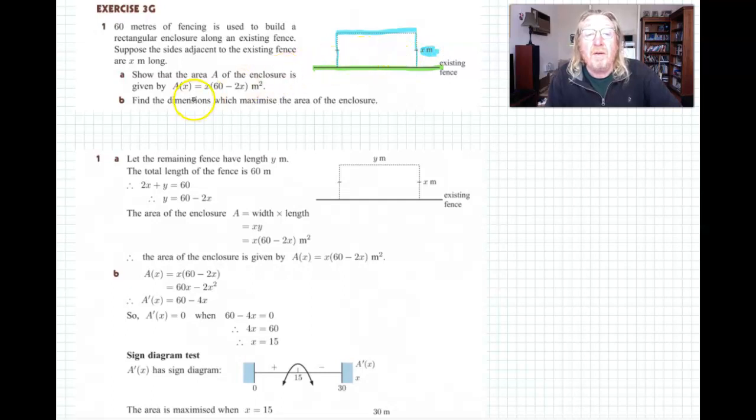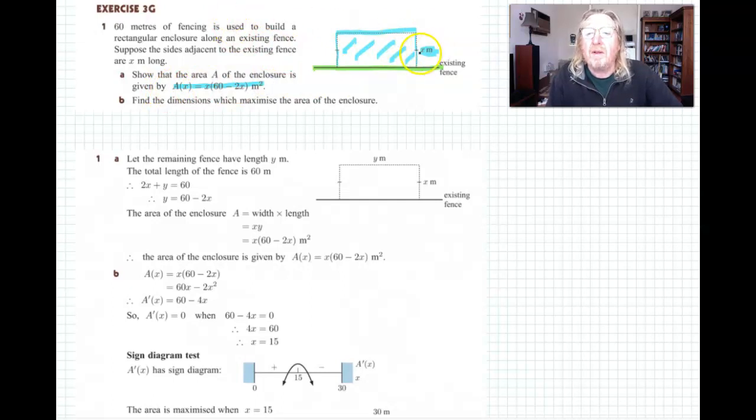What we're trying to do here is get an expression for the area in terms of that one variable X, because then we can find if there's a stationary point, in other words a local max or minimum. In this case we're looking for a maximum. What value of X gives us the maximum area of this enclosure? If we get the area in terms of X, we can use calculus to find the maximum by finding a stationary point. So they're leading us through it. They want us to find this expression. All right.